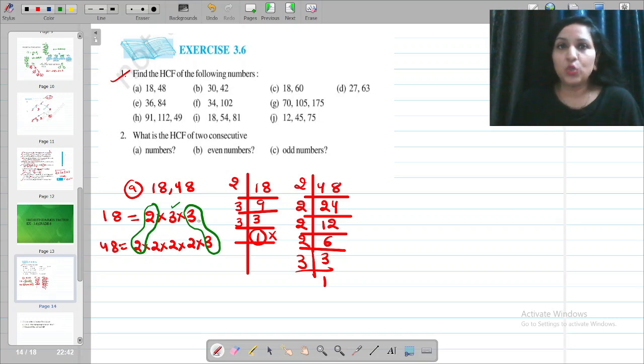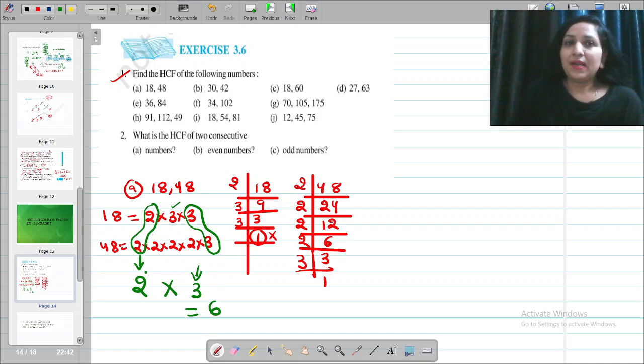Pair means 2 numbers. Okay. Out of each pair, take only one number out. Here there is one pair of 2, take 2 out. We have one more pair, take 3 out. After taking this number out, just take the product. So 2 multiplied by 3, your answer is 6. That is the highest common factor of 18 and 48. I hope it is understood.